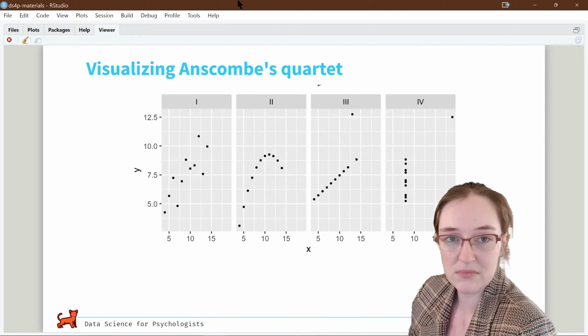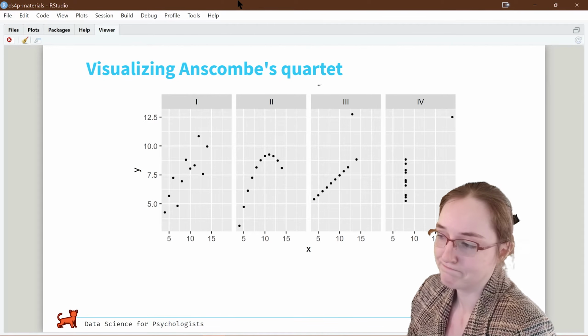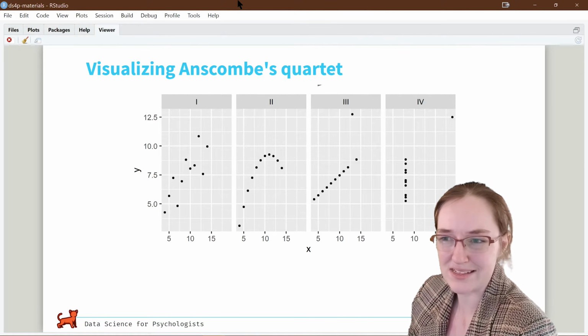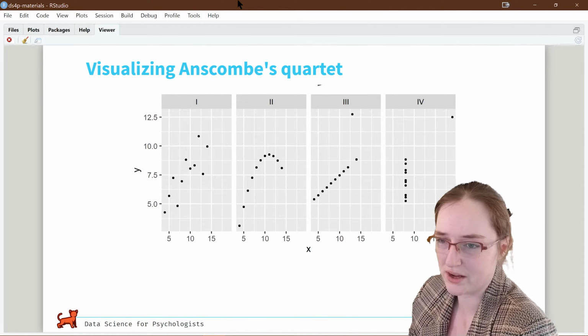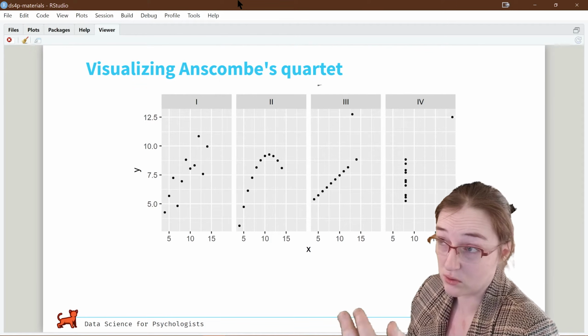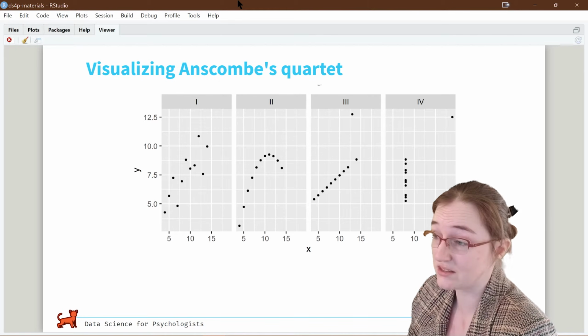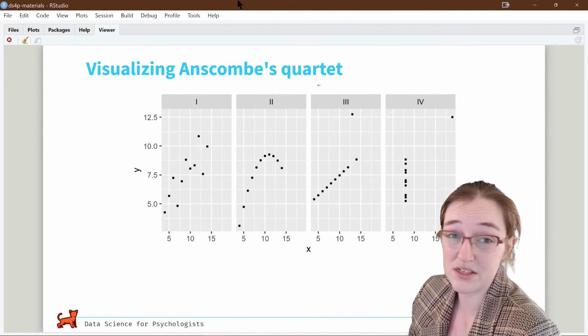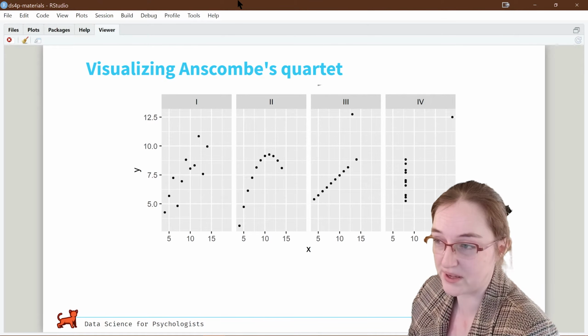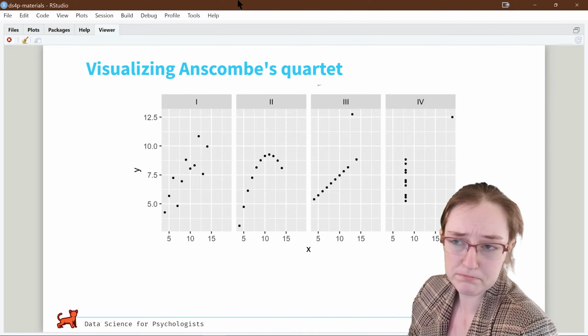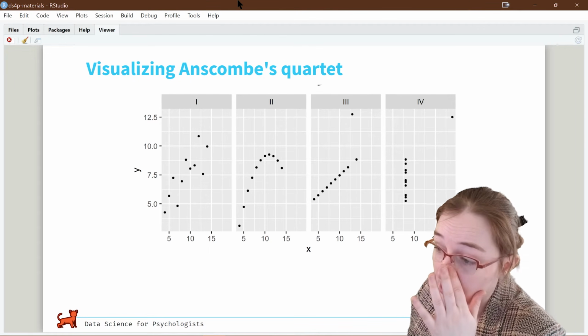Yet they're really not. They're not the same data. They don't tell the same story. The first data set is just a nice standard correlation. It's just spread out a bit. It's linear, but there's nothing wonky happening.